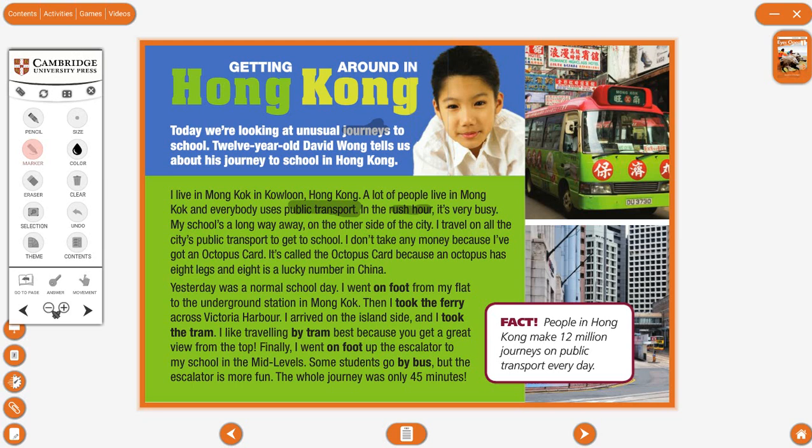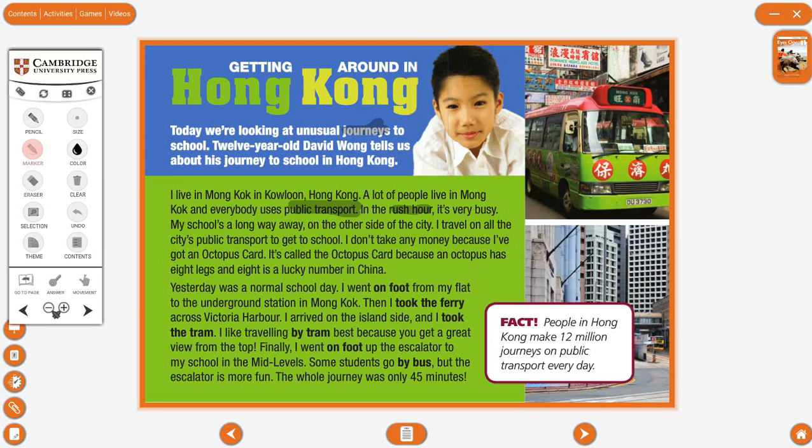Finally, I went on foot up the escalator. Means in Turkish yürüyen merdiven. To my school, I went on foot up the escalator to my school in the Mid-Levels. Some students go by bus, but the escalator is more fun. The whole journey was only 45 minutes.